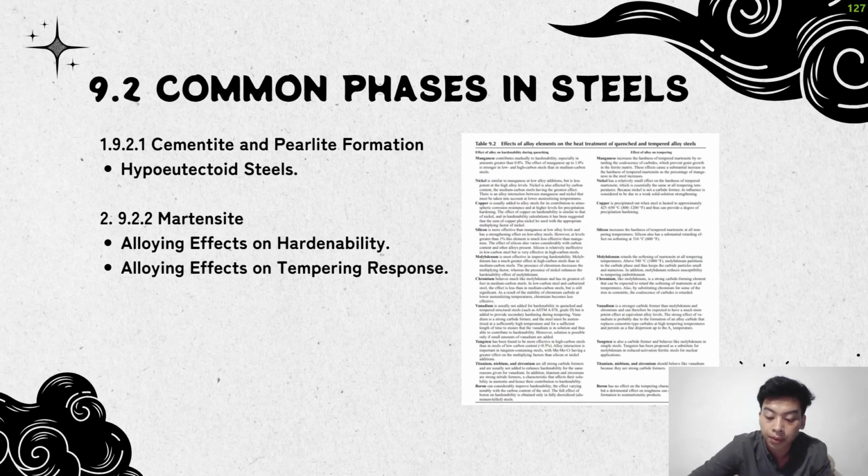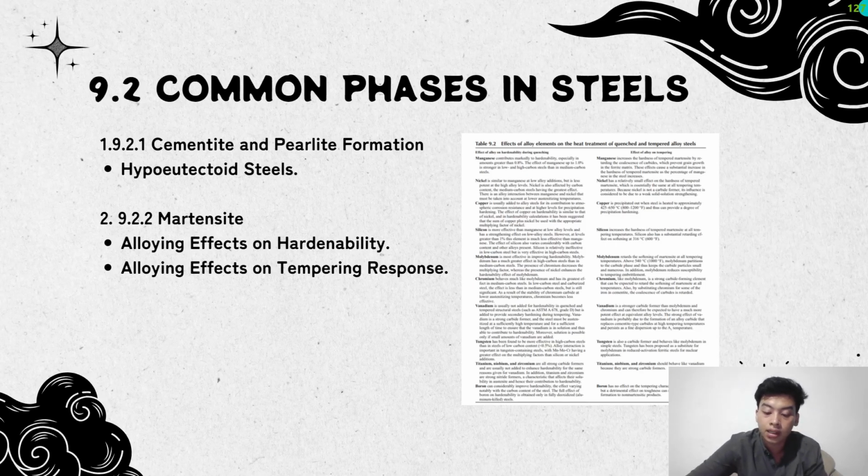Eutectoid steels and pearlite formation. The eutectoid point on a phase diagram is the solid state version of the eutectic melting point, like the eutectic transformation during solidification. The eutectoid point on a phase diagram is where a single solid phase transforms completely at one temperature into a mixture of two or more totally new solid phases.